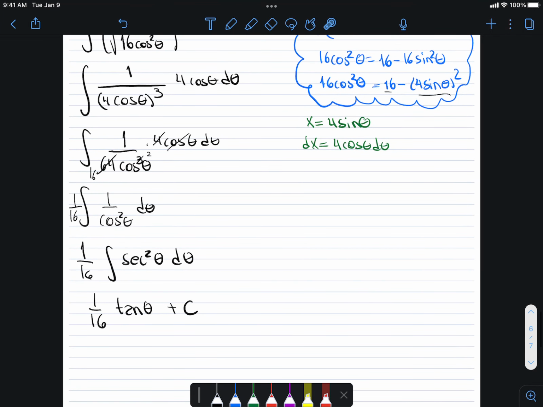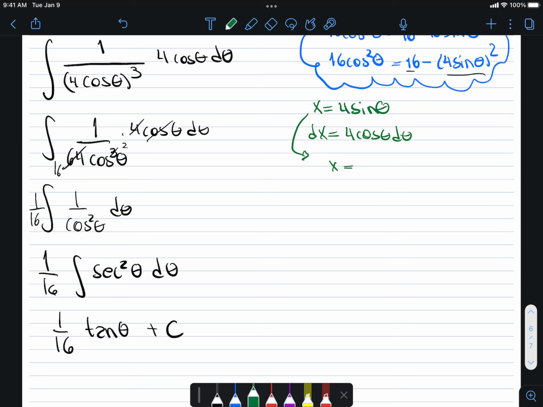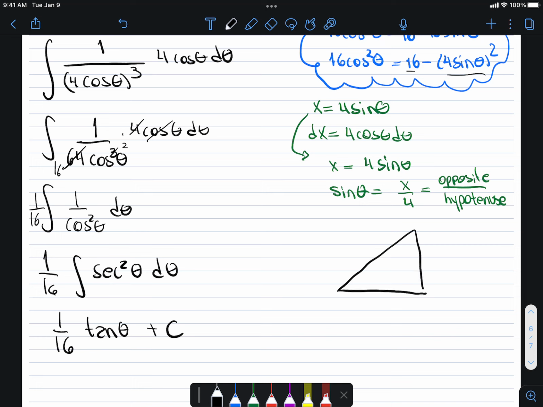Just got to remember how to go back into x, right? So what is the tangent of theta in terms of x? So go back to the substitution I chose to use. I said x was 4 sine theta, so that means that the sine of theta is x over 4. If you remember, the sine is the opposite side over the hypotenuse on a right triangle. You can make a quick sketch of your angle theta, and then the opposite side being x, the top of the fraction, and the hypotenuse being 4 at the bottom of the fraction.